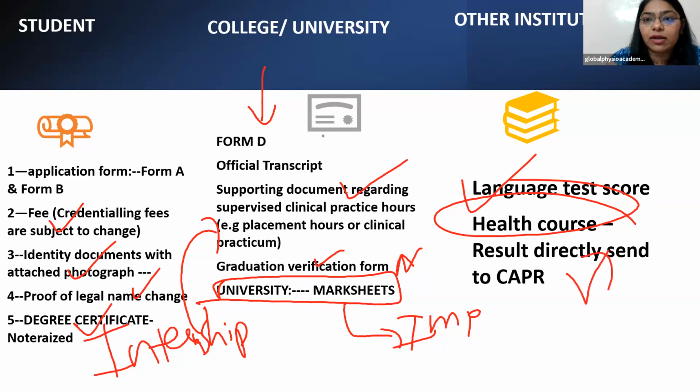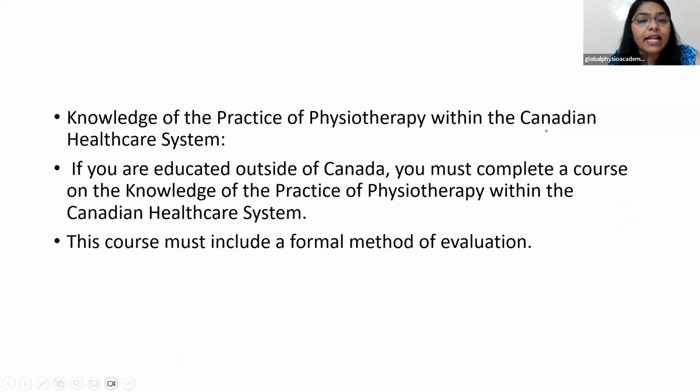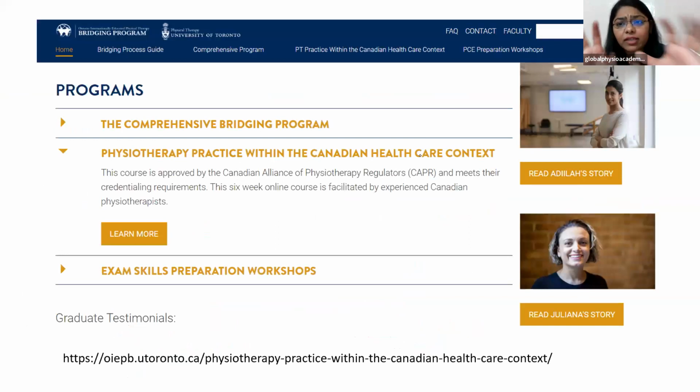Now, what is this health course? The knowledge of practice of physiotherapy within a Canadian healthcare system. If you are educated outside Canada, you must complete a course on the knowledge of the practice of physiotherapy within a Canadian healthcare system. This course must include a formal method of evaluation. It is a normal course. It is very, very easy for us. It's just how to meet the patient. You should respect. You should get the consent from the patient. So ethics.